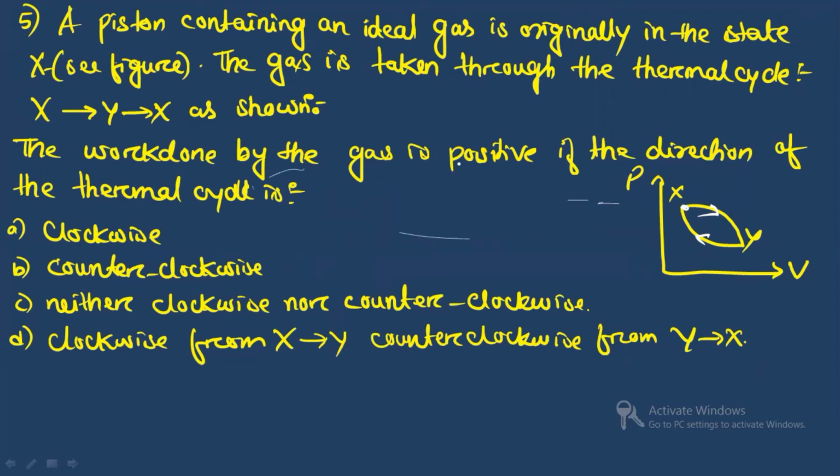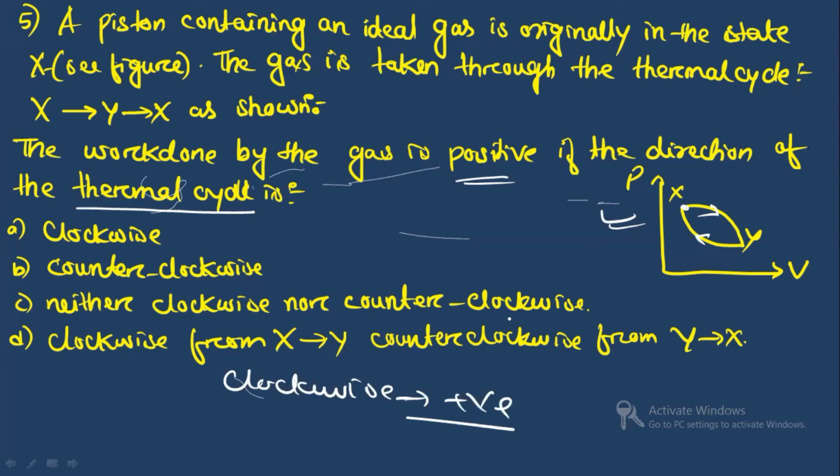Now you see the work done by the gas is positive if the direction of the thermal cycle is what? You have to see the direction of the thermal cycle so that the work done will be positive. We have already stated that the work done is positive when the cycle is clockwise and negative when it is anti-clockwise. These are the two conditions. Here in this case, the cycle is clockwise, which means the work done will be positive. So the work done by the gas is positive because the direction is clockwise. So this is the correct answer.